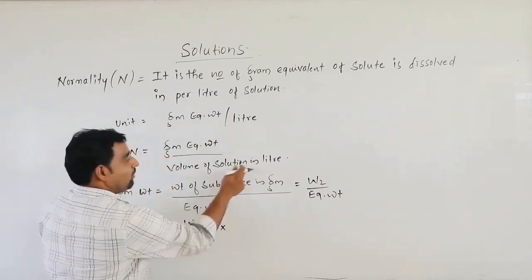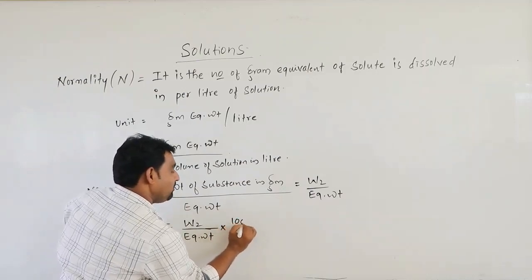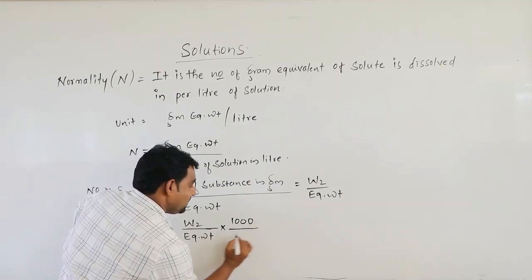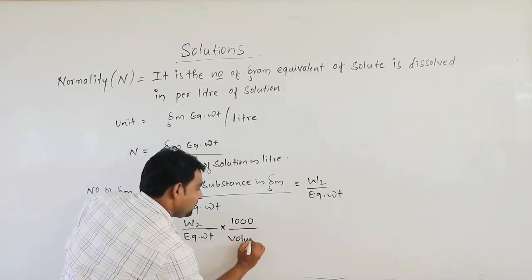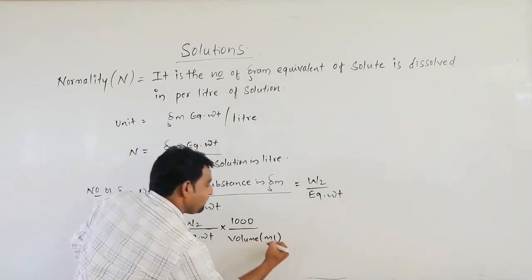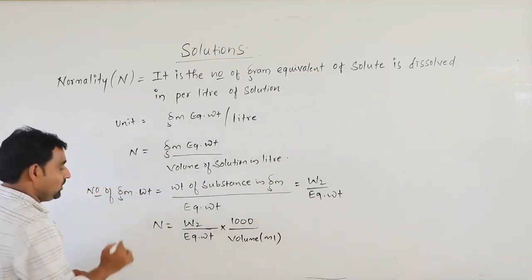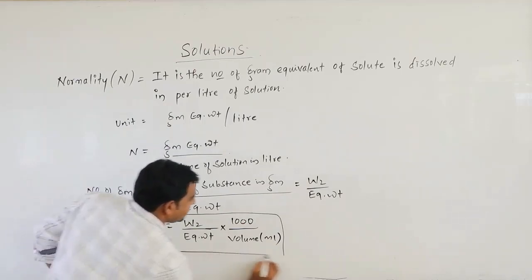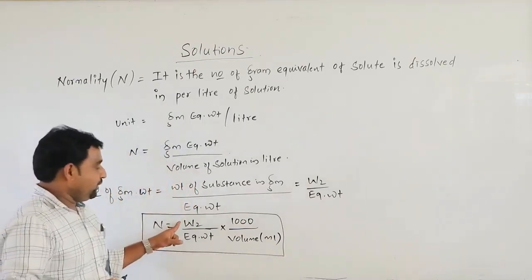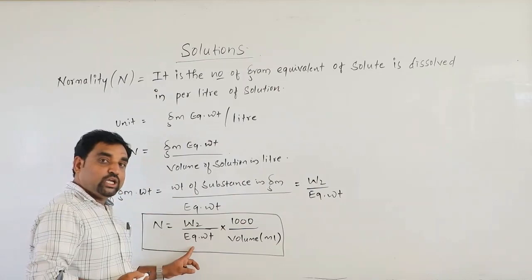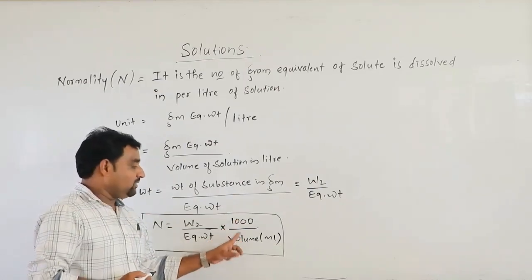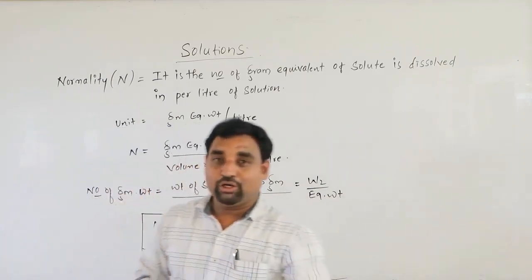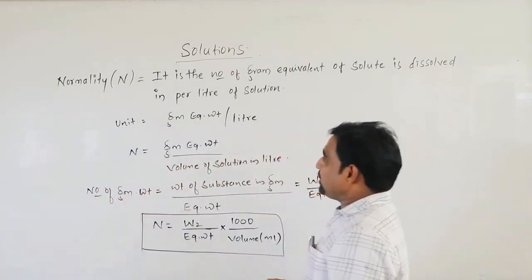If you take the volume of the solution in ml, then 1 liter is equal to 1000 ml, so multiply by 1000 divided by volume in ml. So this is the formula to calculate the normality of the solution. N is equal to W2, weight of the substance, divided by equivalent weight, into 1000 divided by volume of the solution in ml. This is one more important concentration term, normality.